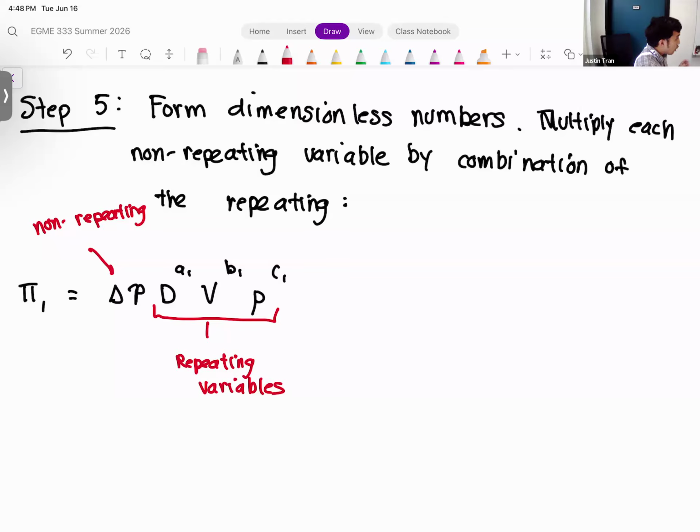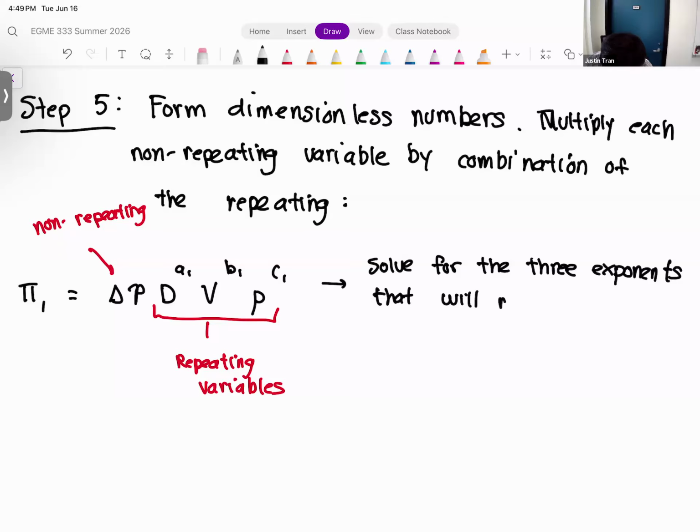All right, and so what we're going to do is solve for the three exponents that will make this entire combination dimensionless. So how are we going to do that? Let's go back to step 2 and list out the dimensions. Let's represent each of these variables in terms of their dimensions, and then use that to form a linear system of equations to solve for A, B, and C.